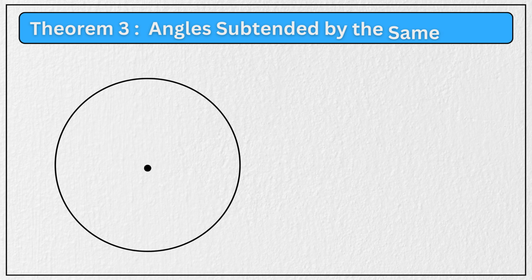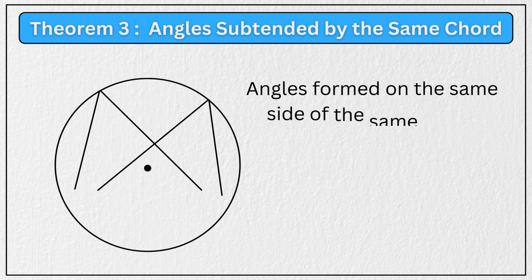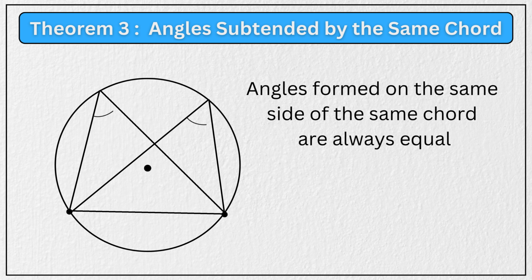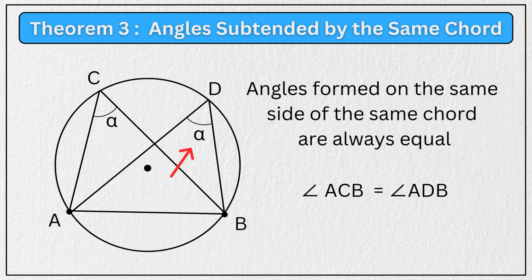3. Angles subtended by the same arc theorem. This theorem states that angles formed on the same side of the same chord are always equal. For example, here this angle, ACB, and this angle ADB are formed using the same chord, AB. That means angle ACB is equal to angle ADB.